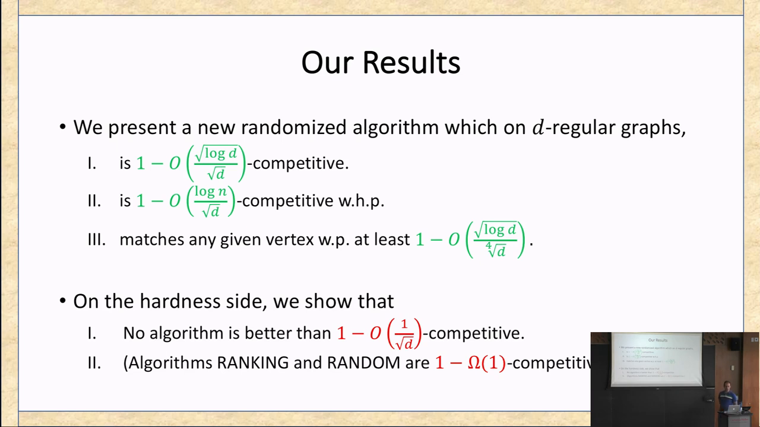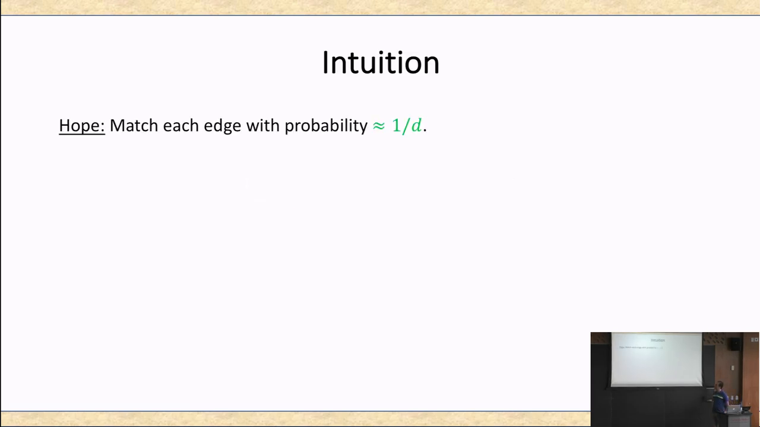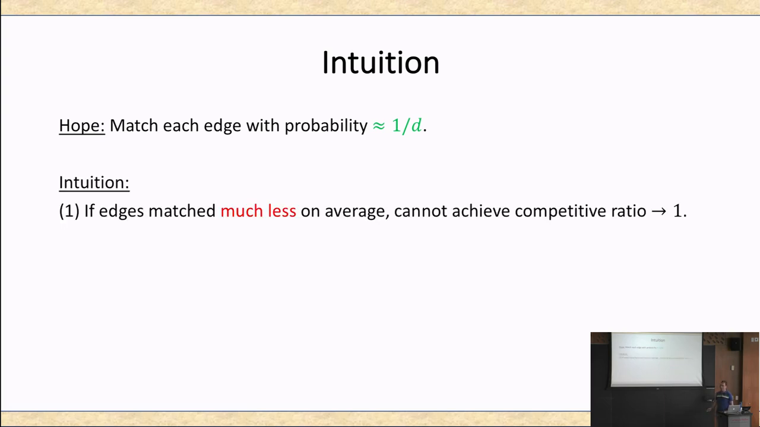Okay, great. That being said, let's start talking about our algorithm. So we'll start with a rough intuition. What we'd like to do is make sure that every edge gets matched with probability roughly 1 over d. Since we want to get something that has a competitive ratio tending to 1, this is the rough ballpark of where we have to get to. So first of all, if edges are matched much less on average, we can't possibly get something tending to 1.